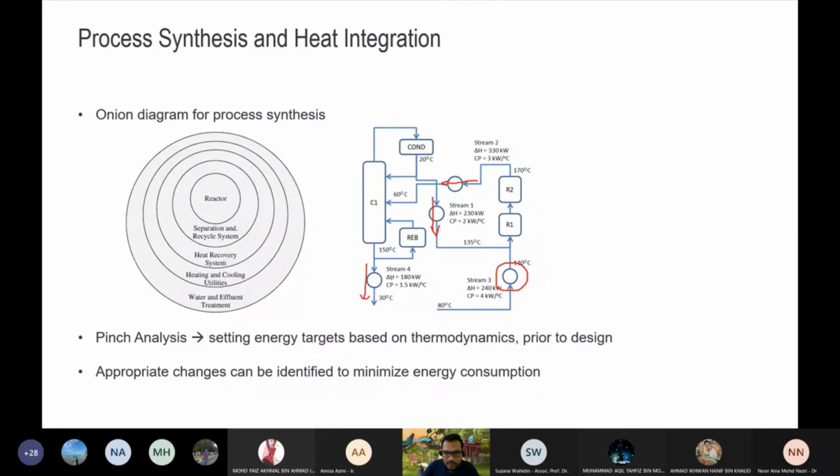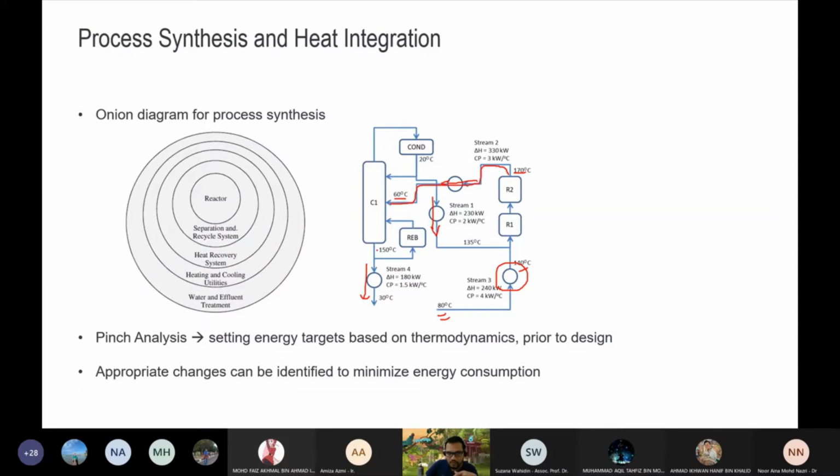Basically, how do we know that? Because we see the temperature. We want to have it from 80 degrees C to 140 degrees C, for example, and that means it needs to be heated. That means it is a cold stream, because it needs to be heated. Then we have another stream. It's from 170 degrees C. It needs to be cooled down to 60 degrees C. That means we need to cool it down. So this stream is the hot stream.